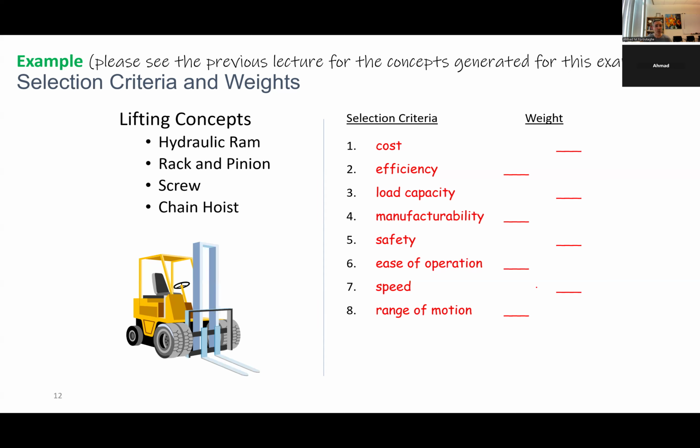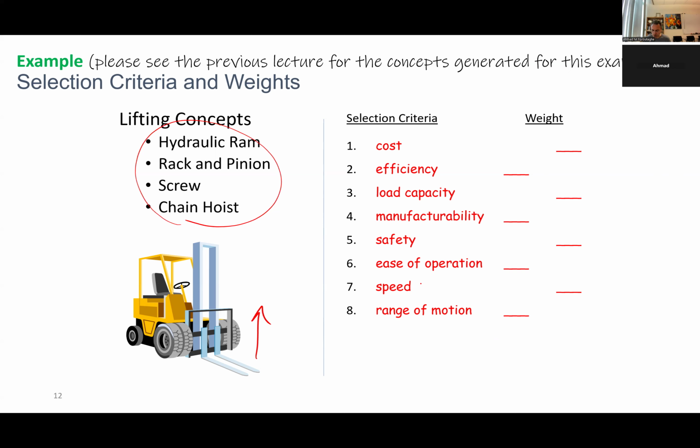Okay, now let's score those concepts. Let's just focus on the lifting mechanism, again, for simplicity. Let's assume we have 4 concepts for the lifting. We decide to go with the hydraulic ram. Maybe the second concept would be using rack and pinion gears, a screw, power screws, or maybe a chain hoist. All right, so we have 4 concepts. Second step, so that's our step number 2, generating the concept.